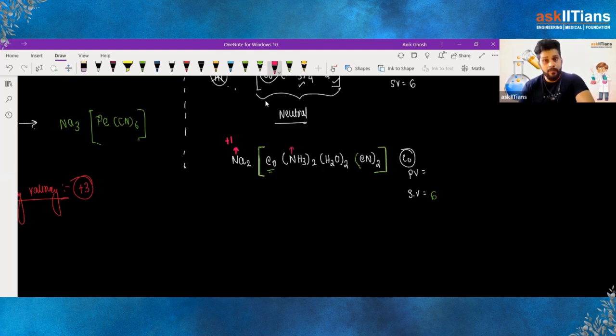Ammonia, guys, what is the charge offered by ammonia? That is 0. Why? It is a neutral molecule, right? It donates its lone pair. You have to remember this. Ammonia, water, alcohol, amine, you remember it from organic chemistry as well, correct? They are donating their lone pairs. These are neutral ligands, okay? So water is also 0. Cyanide, is it also neutral? It is not neutral. That means it is going to be -1 each.